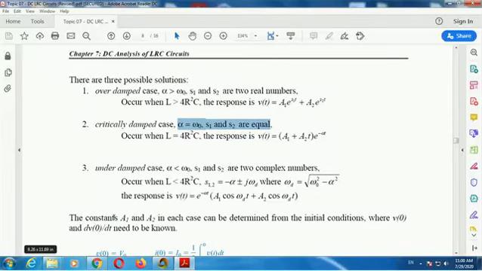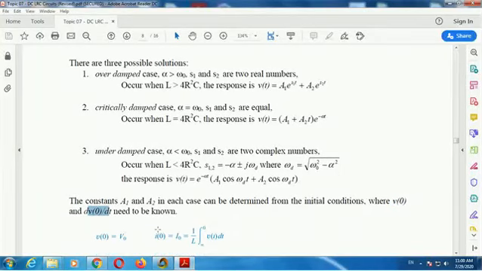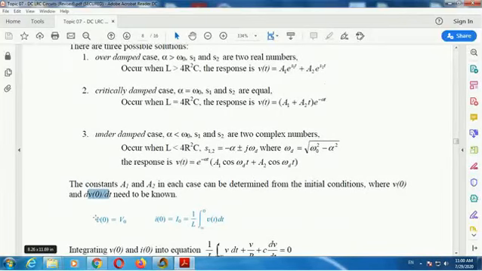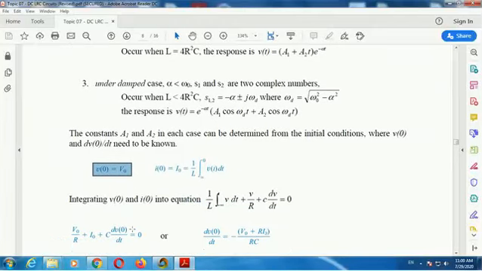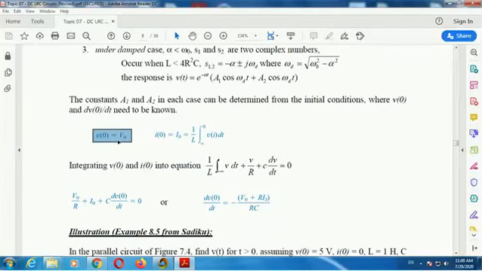In order to find A1 and A2 in each case, we need to determine them from the initial conditions, V0 and dV0/dt. Just now that one was I0 and dI0/dt. So dV0 is this one, and then dV/dt at 0 is this one. Okay?